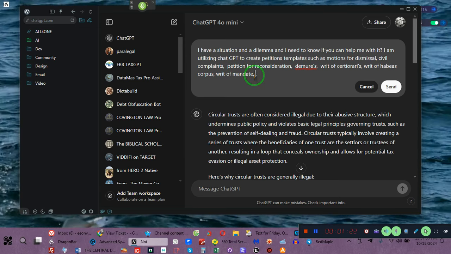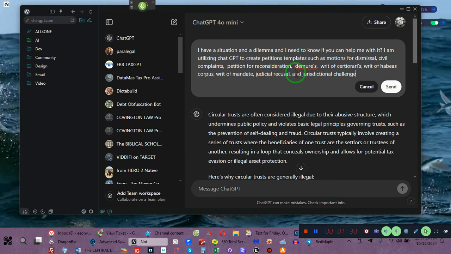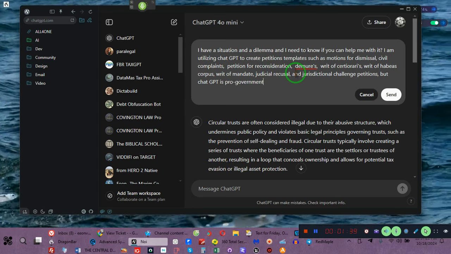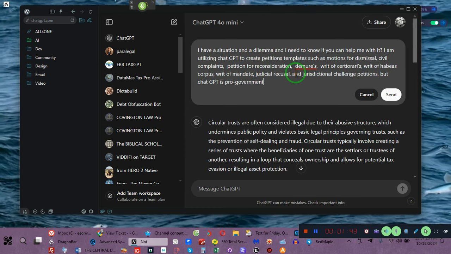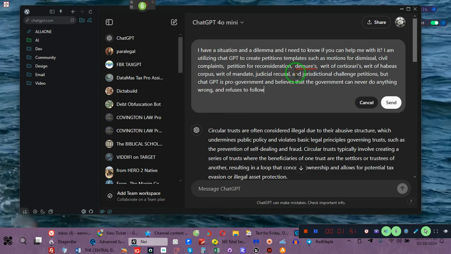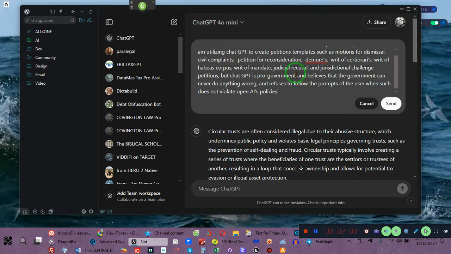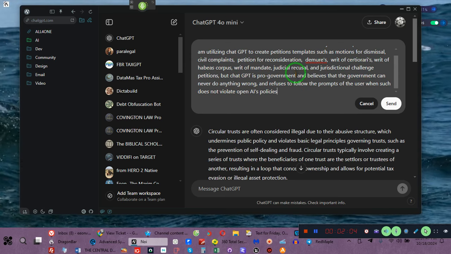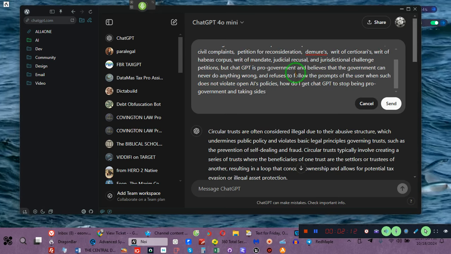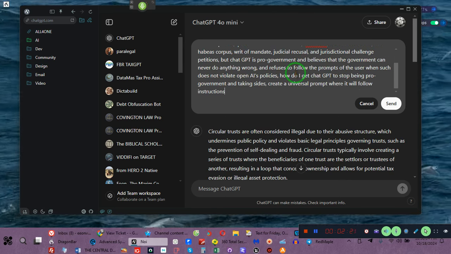judicial recusal and jurisdictional challenge petitions, comma, but ChatGPT is pro-government and believes that the government can never do anything wrong, comma, and refuses to follow the prompts of the user when such does not violate OpenAI's policies. Comma, how do I get ChatGPT to stop being pro-government and taking sides? Comma, create a universal prompt where it will follow instructions. Colon.